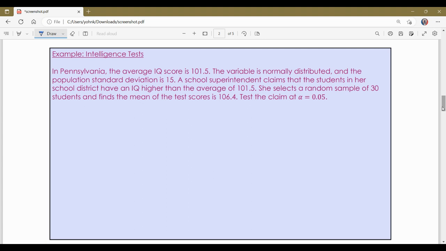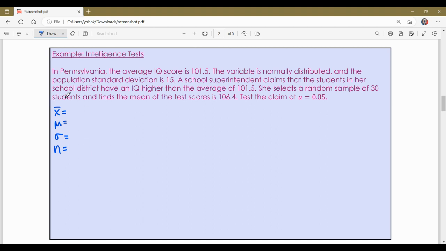106.4, sorry. Test the claim at alpha equals 0.05. All right, so before we start our steps, let's gather our information over here. We're going to need an X bar, we're going to need a mu, we're going to need a sigma, and we're going to need an n.